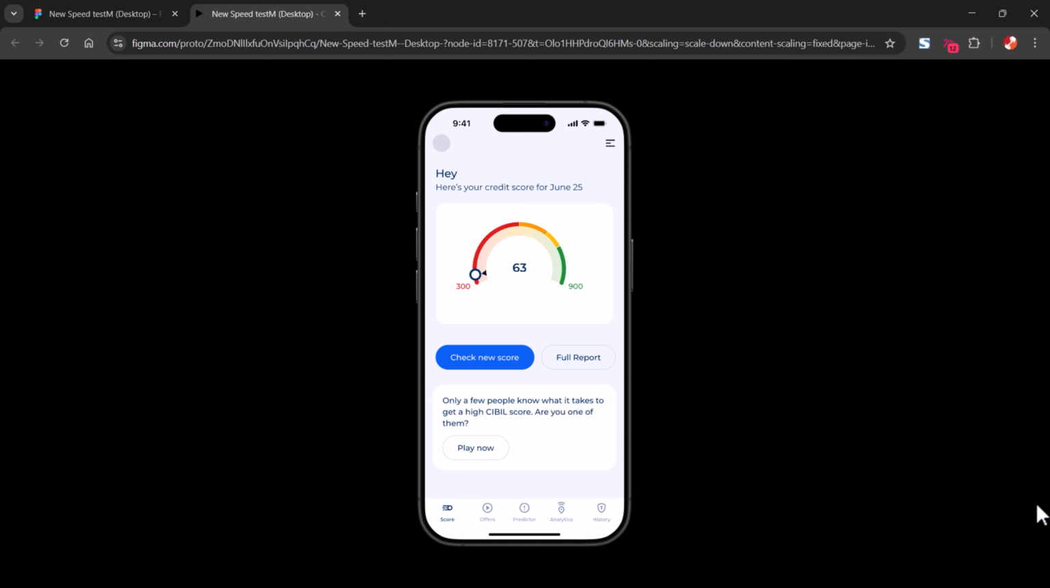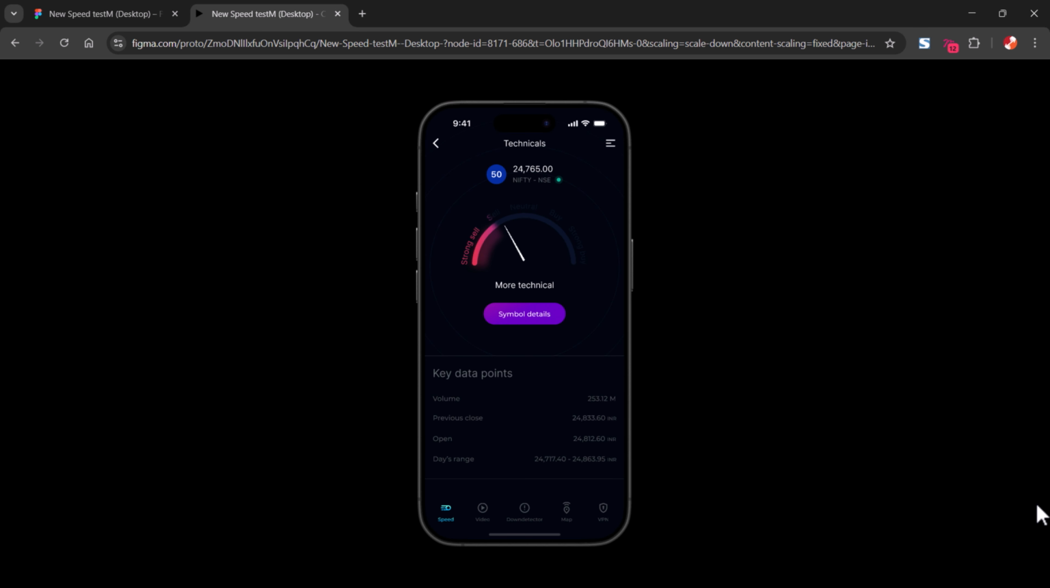I also created a prototype using the same method for checking CIBIL score and for trading application. But I would like to share two things with you.